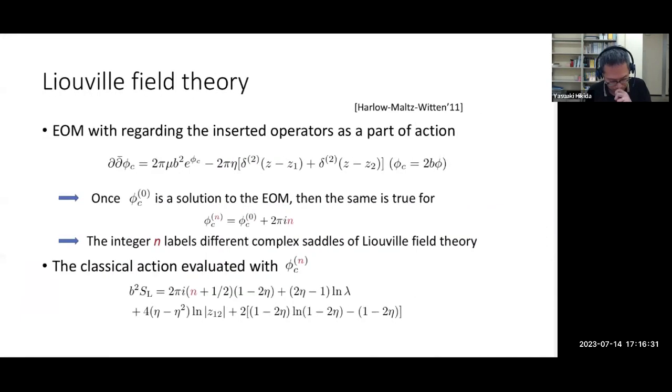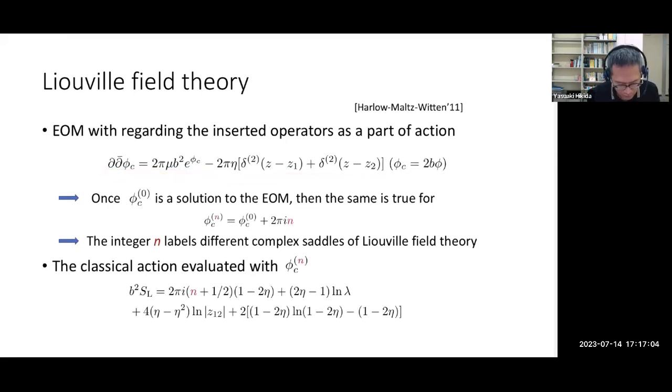And as I said, if we do this kind of thing, so this B is taken to be very small. So it is useful to take this combination. Then we can think of B as a kind of expansion parameter, and the equation of motion can be written like this.